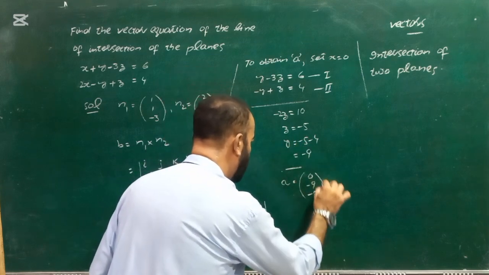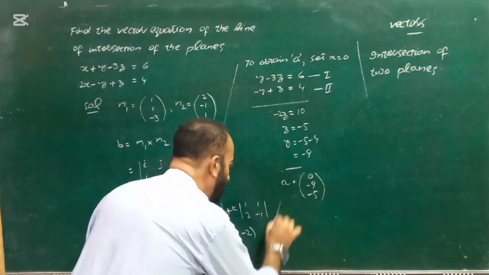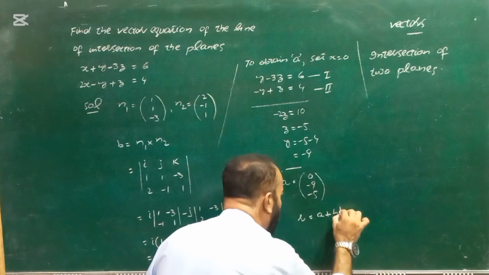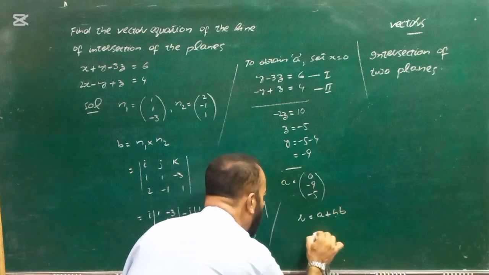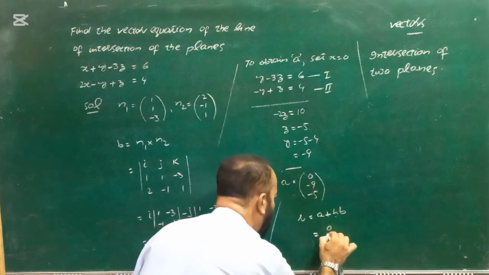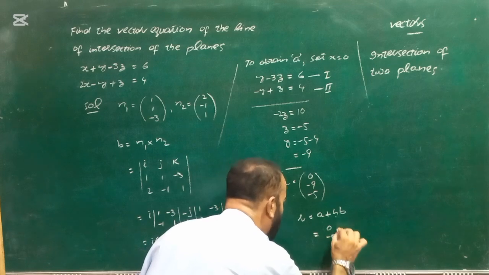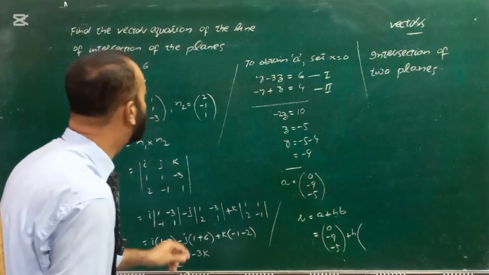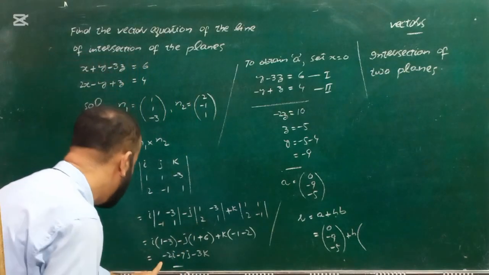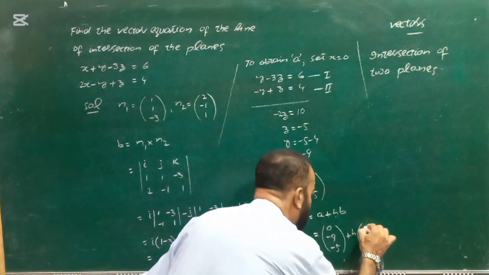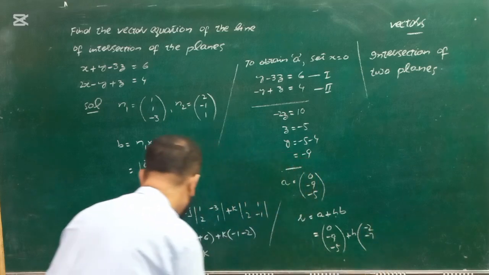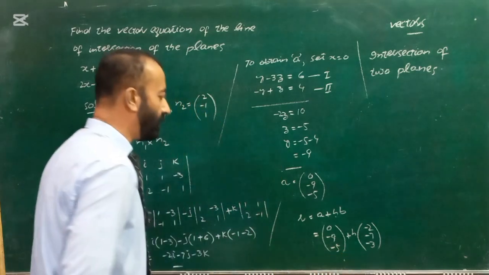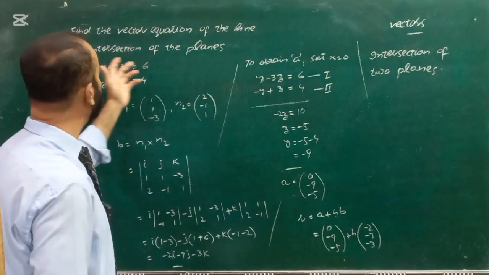So this is A, and now the equation of the line will be r is equal to A plus lambda b. So A is 0, minus 9, minus 5 plus lambda as it is, and b is minus 2, minus 7 and minus 3. So this is the equation of the line that is intersecting the planes.